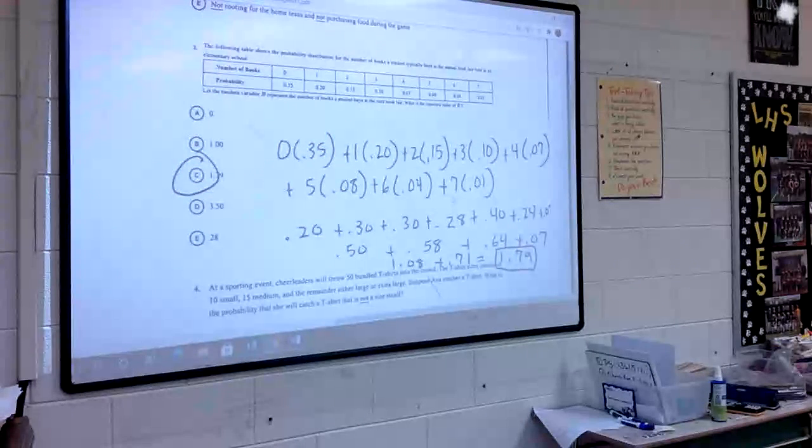People that knew nothing about this, any idea what you think they chose? 28. You could add them all up and get 28. That's one way. The most common missed answer was 3.5 because they looked from 0 to 7 and 3.5 is right in the middle, the average, right? So that was the most common wrong answer. The answer 0 is there because 0 has the highest probability. The answer 1 is there because if you added all the probabilities up, they would add up to 1. So it's 1.79. That's the expected value there.